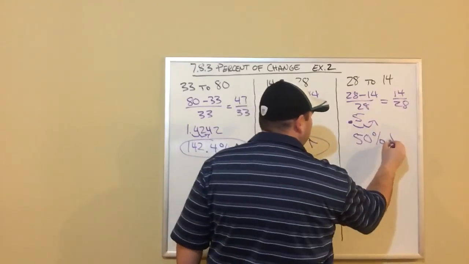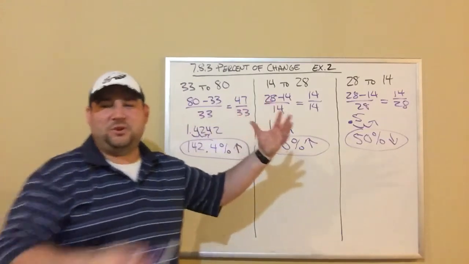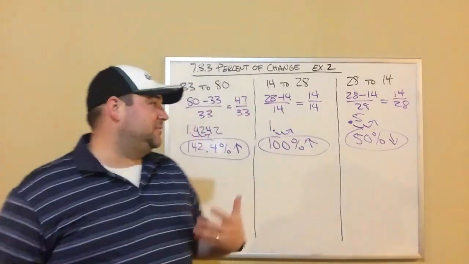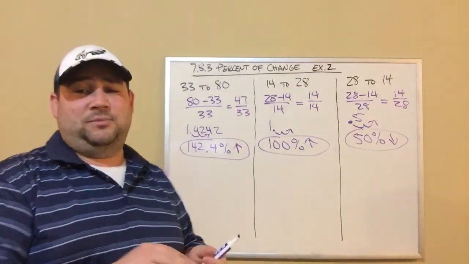This is a decrease. So if you ever have half of something, you start with a number, you end up with half of it, that's going to be a 50% decrease. All right, that's example 2. Come back for one more example of the word problem.